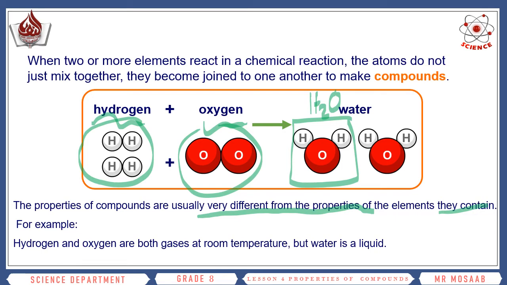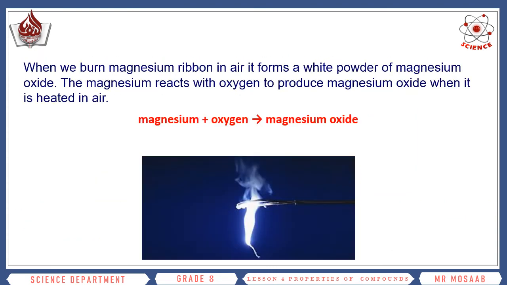For example, hydrogen and oxygen are both gases at room temperature, but water is liquid. When we burn magnesium in air, it forms a white powder of magnesium oxide. So magnesium reacts with oxygen to produce magnesium oxide when it is heated in air. Magnesium is a solid, oxygen is gas. Magnesium oxide is totally different in its properties than magnesium and oxygen elements.